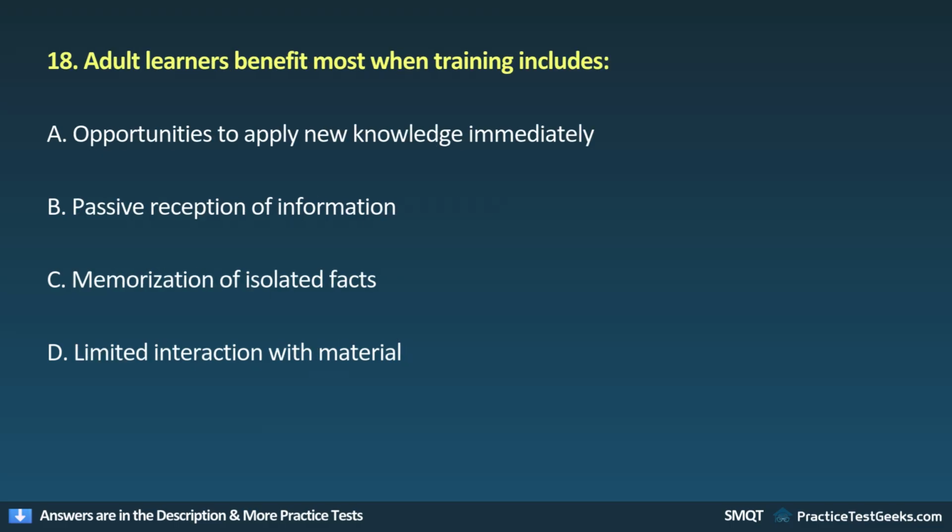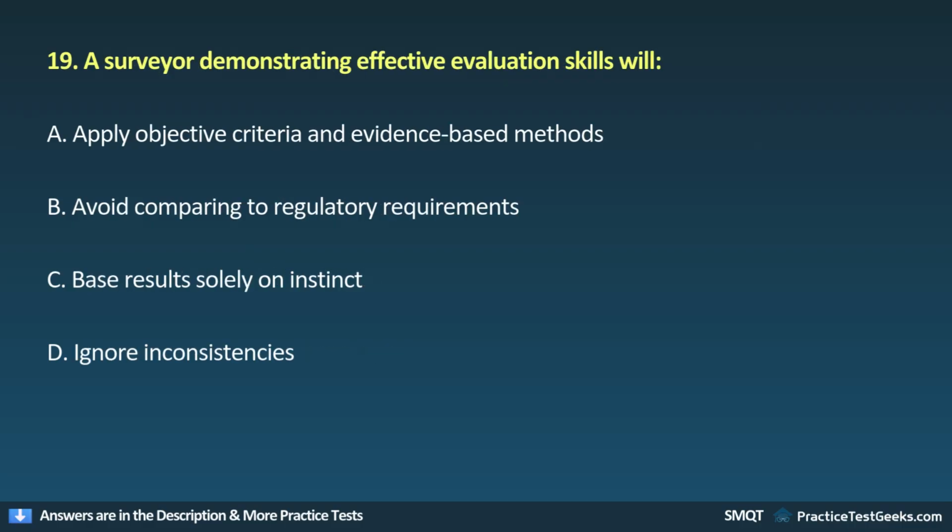18. Adult learners benefit most when training includes A. Opportunities to apply new knowledge immediately. B. Passive reception of information. C. Memorization of isolated facts. D. Limited interaction with material.